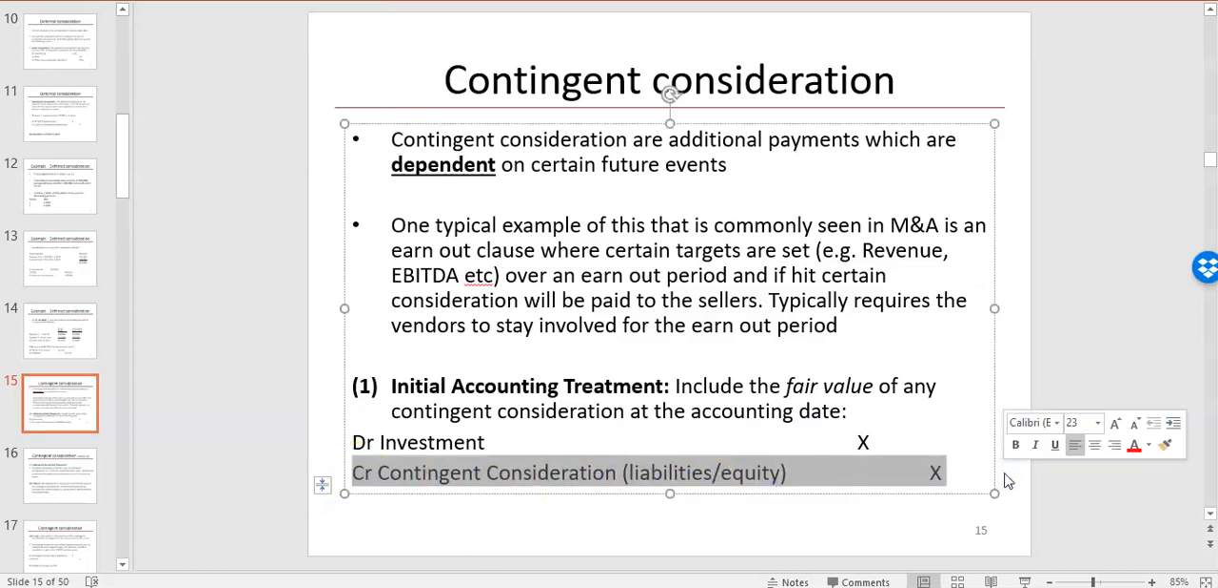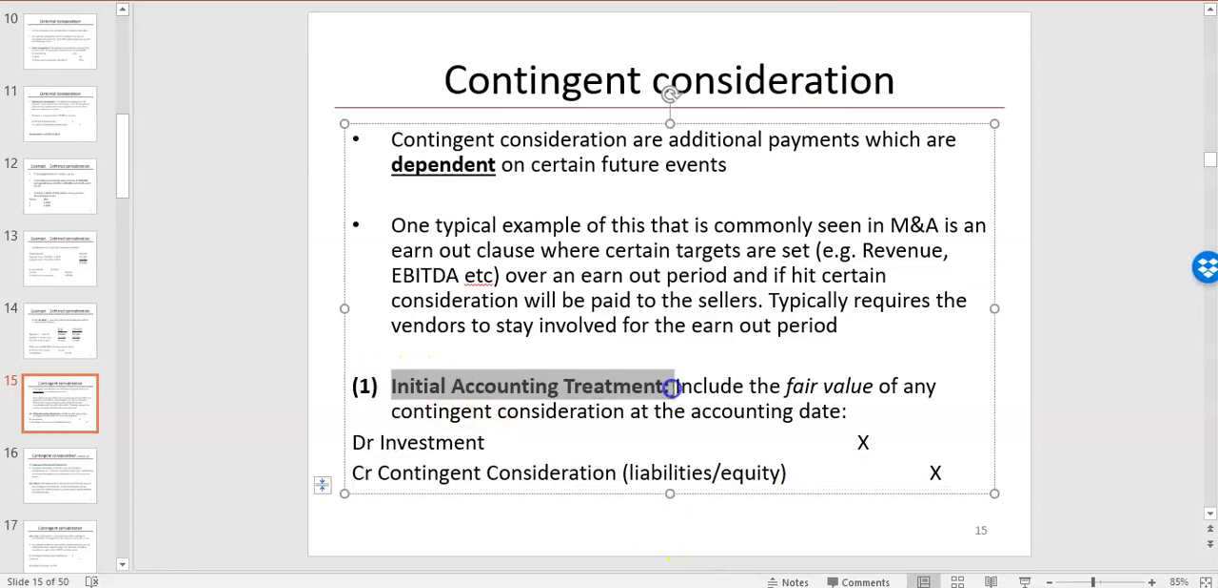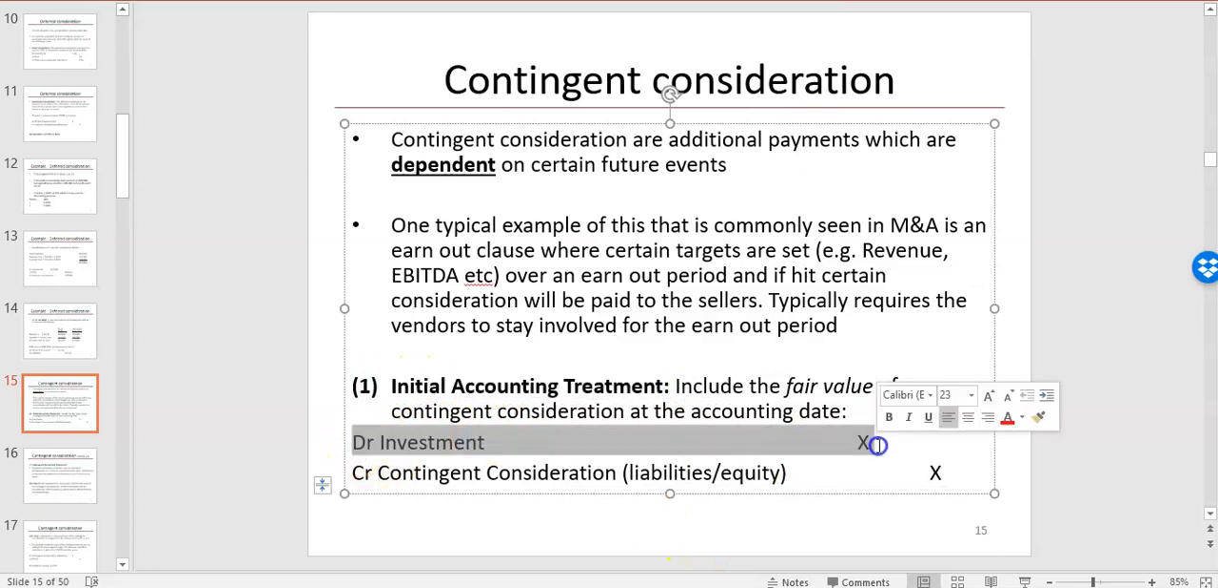If it's in the form of cash, contingent consideration, it'll be a liability. If it's in the form of potential shares in the future, it will be equity. So that distinction between a cash settled contingent consideration and an equity settled is important in terms of how to account for it. So that's the initial accounting treatment at the acquisition date. And that figure then, this investment figure, will be going to the goodwill calculation along with any other consideration in the deal. Right? Now remember, you'll be given what the fair value is. You won't be expected to calculate it.